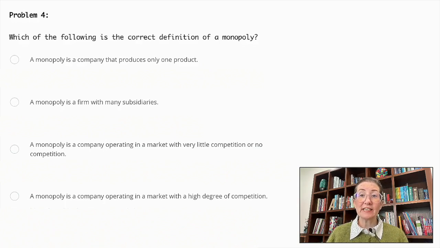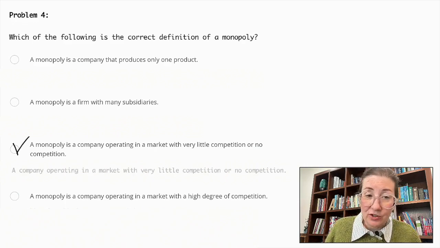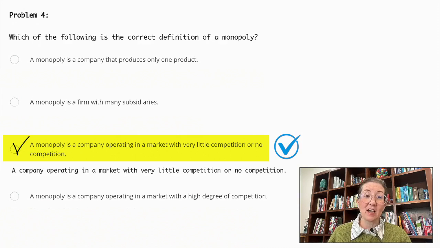So a monopoly exists when a single company dominates the entire market, facing little to no competition at all. This allows the firm to control prices and output levels without any competition from other firms. So the correct answer is a monopoly is a company operating in a market with very little or no competition.